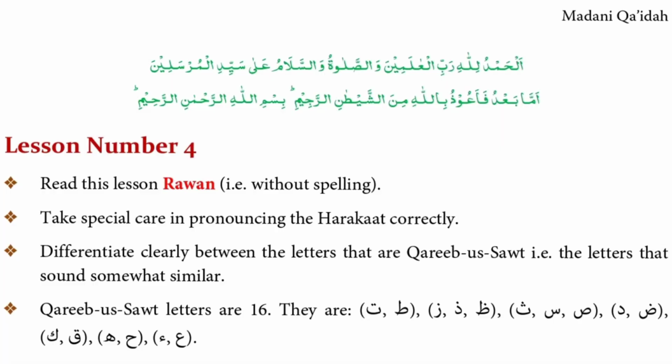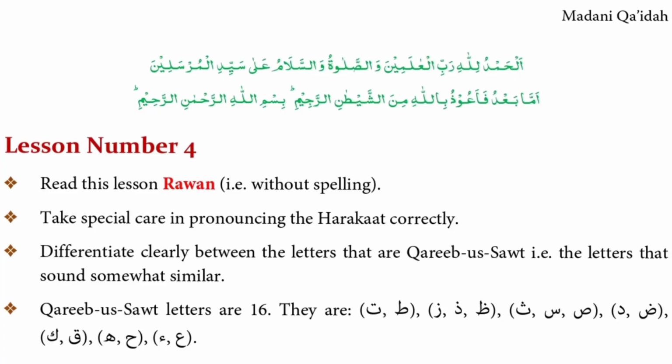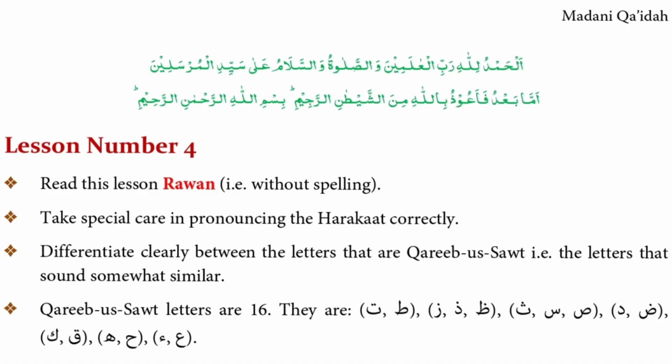Look at the next bracket. Dal. Dal is pronounced with normal voice, and the next letter dod is pronounced with thicker voice. Next bracket, kaf is pronounced with normal voice, and qaf with 2 dots is pronounced with thicker voice because it is from mustalia letters. And this is the difference between kaf and qaf.